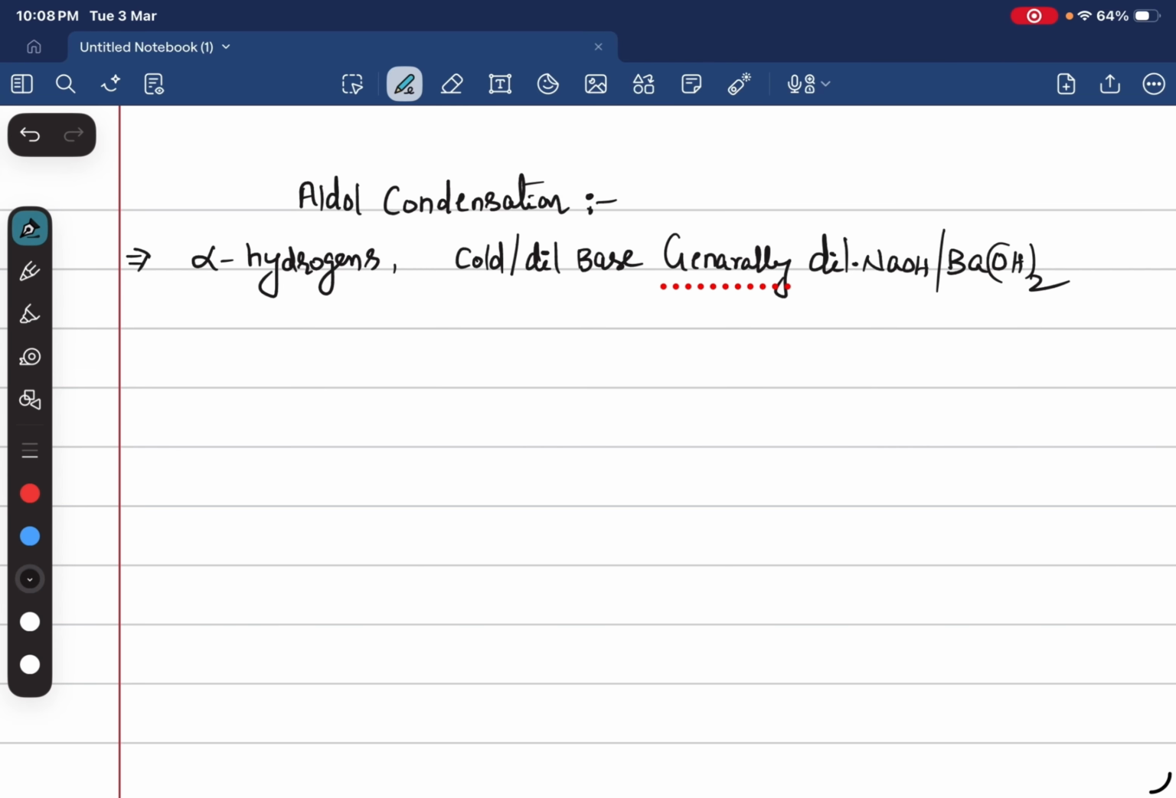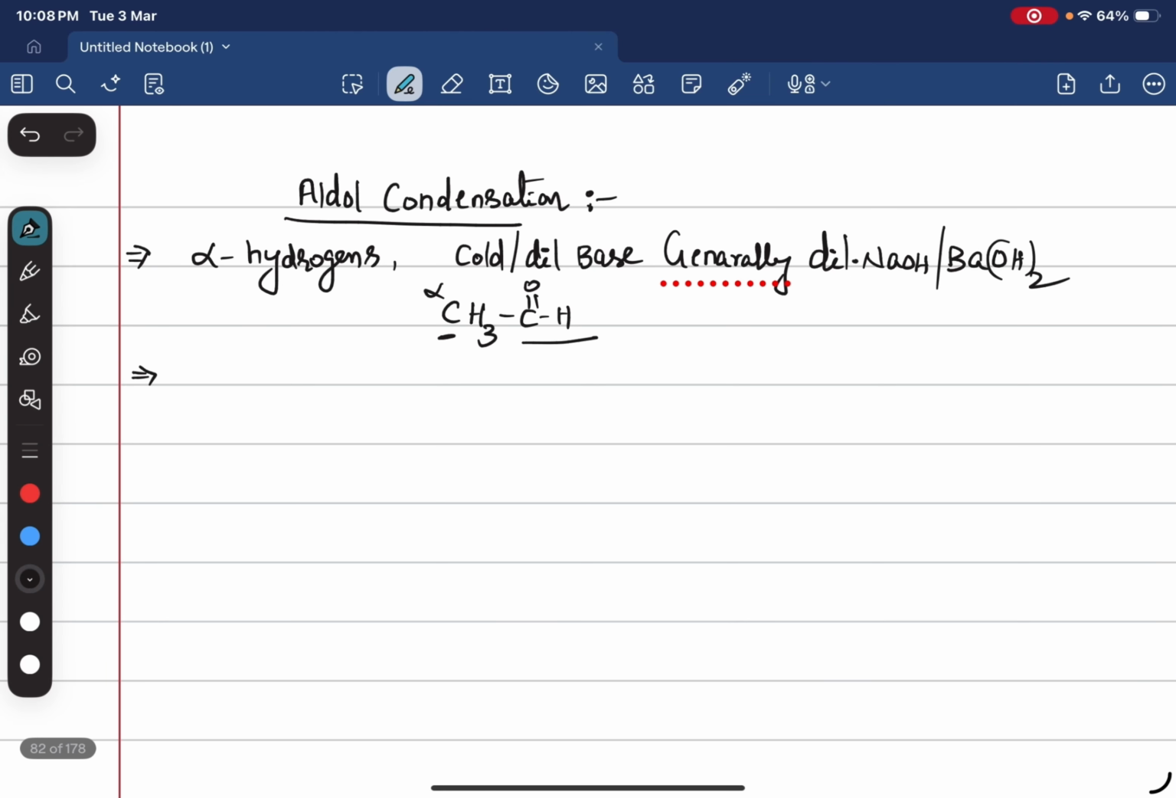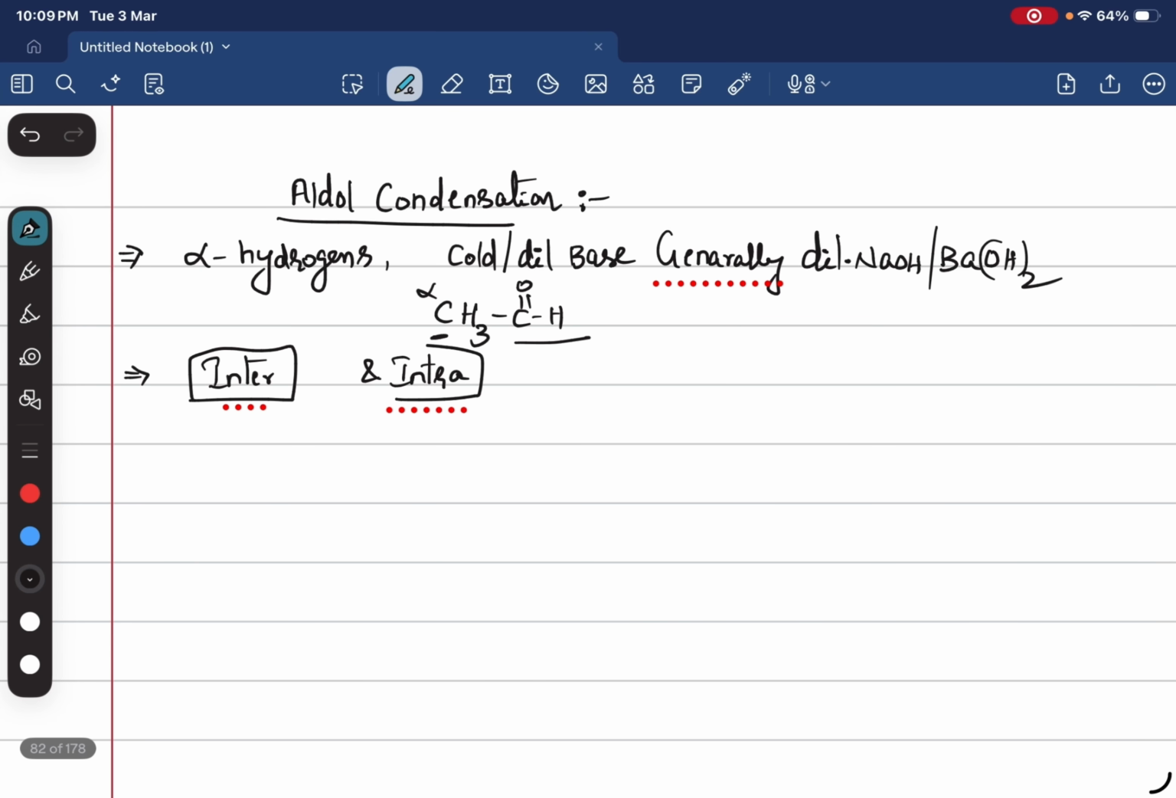What is alpha hydrogen? Aldehyde or keto are the functional groups. The carbon beside it is called the alpha carbon. The hydrogens of the beside carbon, or alpha carbon, are called alpha hydrogens. To make this reaction possible, the aldehyde or ketone must have alpha hydrogens. There are types of aldol condensations, that is inter and intra. Inter means between two carbonyl compounds, intra means within the same carbonyl compound.